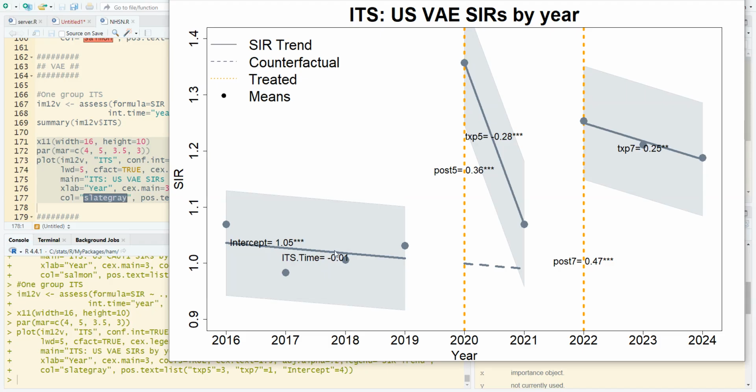Okay, so during the baseline, VAEs, our ventilator-associated events, were a little more level. Just a slight decrease of 0.01 per year. That's not a bad slope. It's coming down. It's level. It's consistent. I guess we'd rather it come down at a more decreasing rate. However, we do see a big shift in 2020.